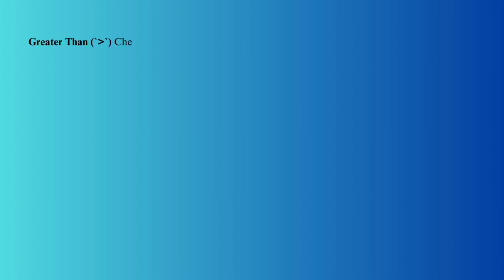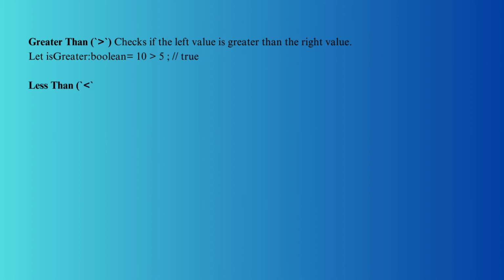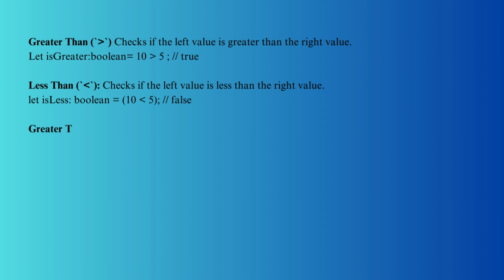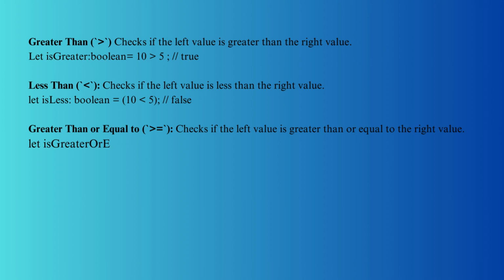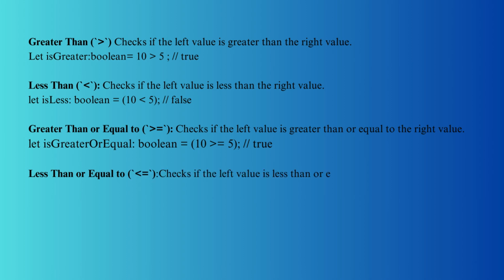Next, we have greater than. In this, we will check that the value on the left side must be greater than the value on the right side, and the outcome will be Boolean. Next is less than, where we will check that the left value should be less than the right value. Then we have greater than or equal to, in which we will check that the left value should be greater than or equal to the right value. And last we have less than or equal to, in which we will check that the left value should be less than or equal to the right value.